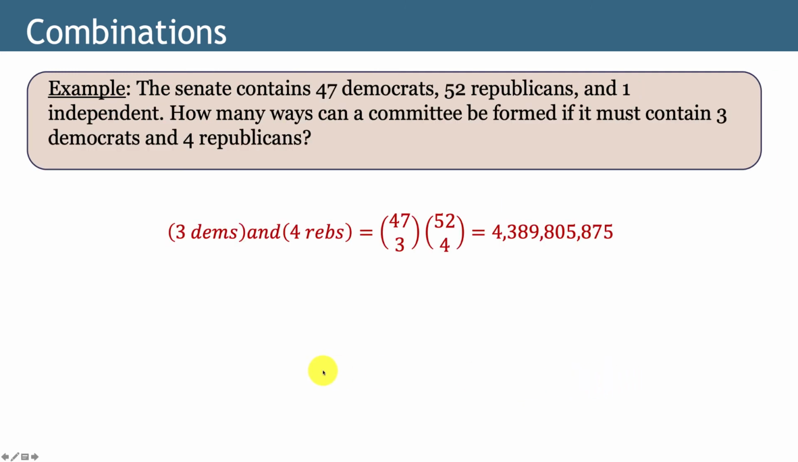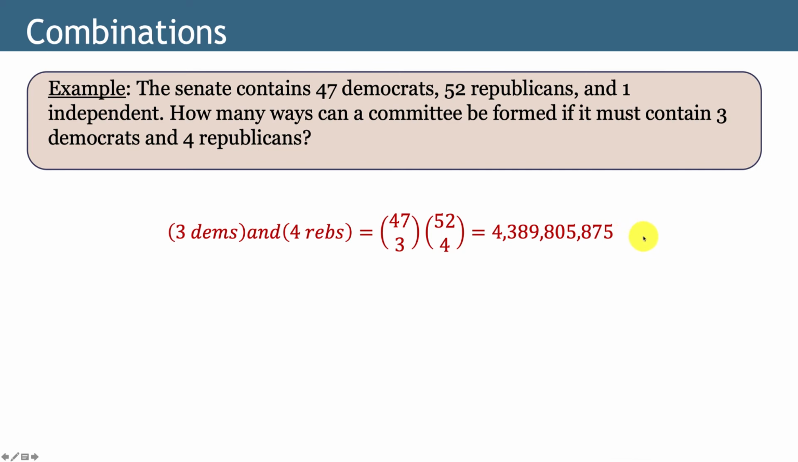Now, we can combine some things though, and this is how we want to finish up. So let's say the Senate has 47 Democrats, 52 Republicans, 1 independent. How many ways can you form a committee that contains 3 Democrats and 4 Republicans? 3 Democrats and 4 Republicans. And means multiply, if you will. Now, how many Democrats? 47. I need to choose 3. Who cares who was picked first, second, or third? And I have 52 Republicans. Choose 4 of them. Again, who cares who's picked first, second, third, or fourth? So these are combinations, and you multiply them, and there you go.